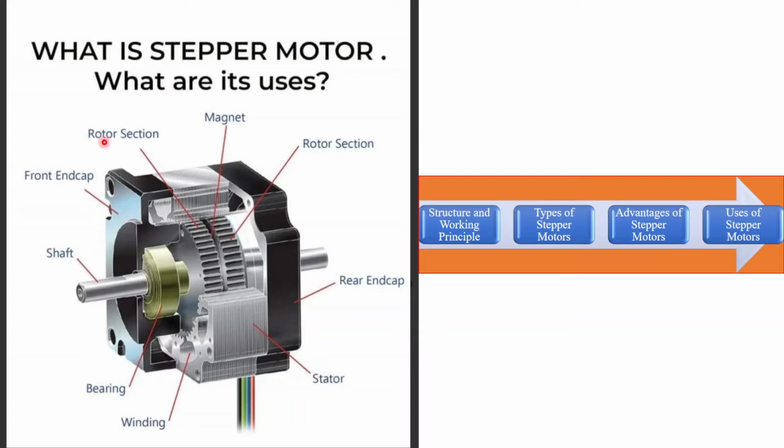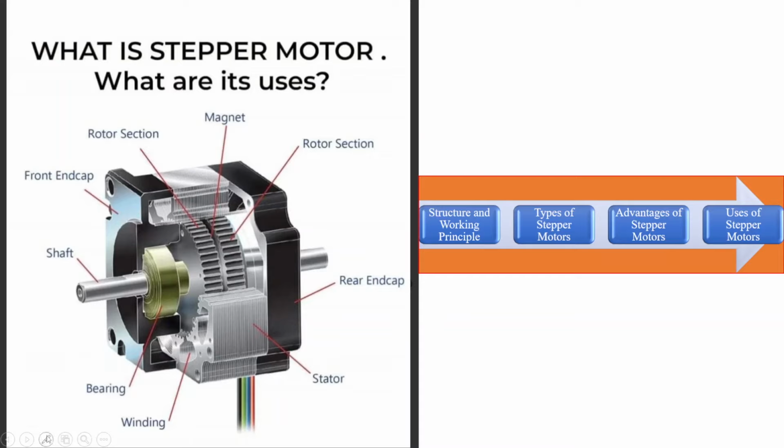The first one is the rotor section, and the magnet. Both are the rotor section only, on different sides. Then rear end cap, stator, winding, bearing, shaft, and the front end cap. So first we will see what the rotor section is.